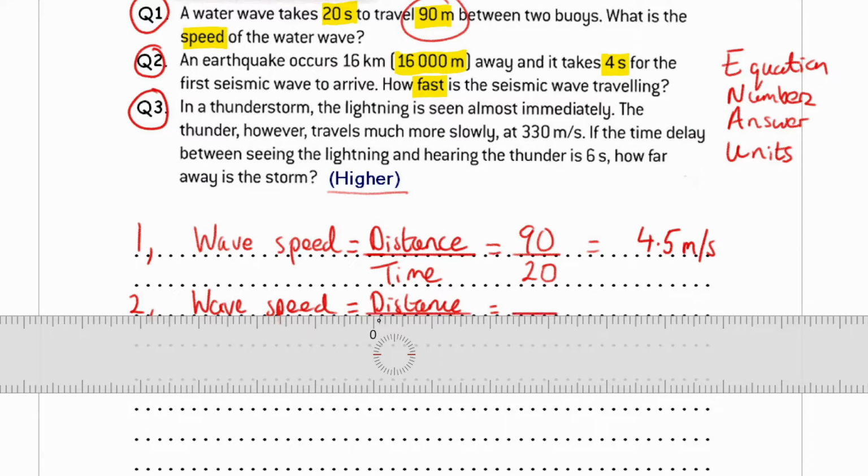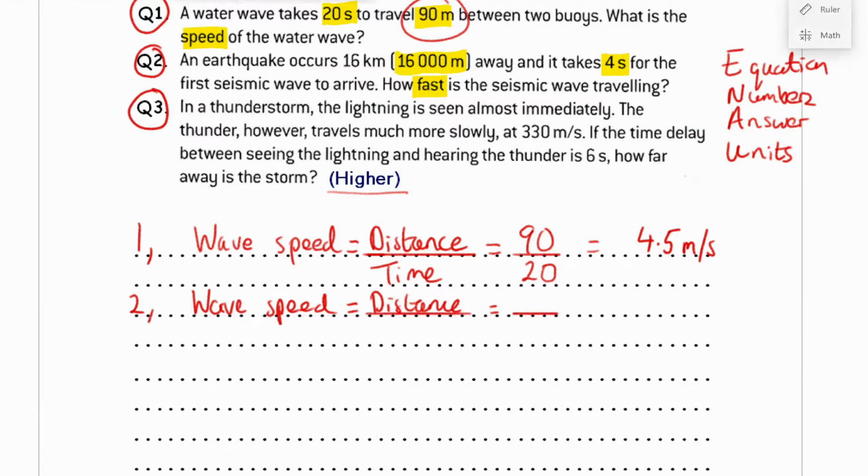Good habit again, just to use a ruler there. It keeps your presentation neat and actually helps you thinking as well. If you can see things laid out clearly, you're more likely to get the answer right. So all I'm doing is putting in the numbers. So it's like this equation. Now I'm doing the numbers.